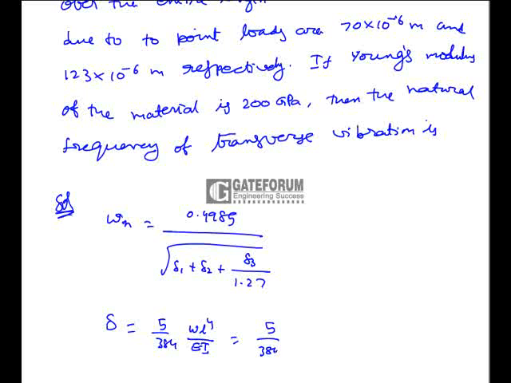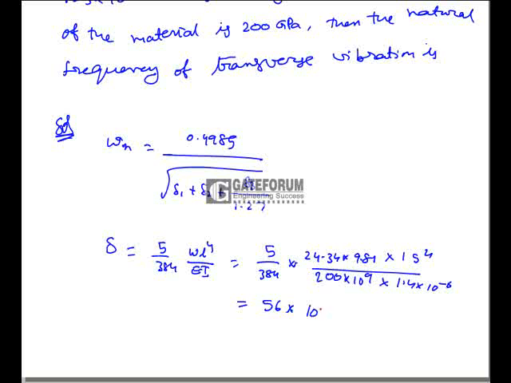5 by 384, W is the mass into acceleration due to gravity 9.81, into the length is 1.5 meters, and here E, Young's modulus, is given by 200 gigapascals, and I is given by 1.4 into 10 power minus 6. So from this we can get 56 into 10 power minus 6 meters. So this is due to the UDL. Now substitute all these values in the given equation for omega n, then we get 32.4 Hz, and in the options the right option is B. B is the right answer.